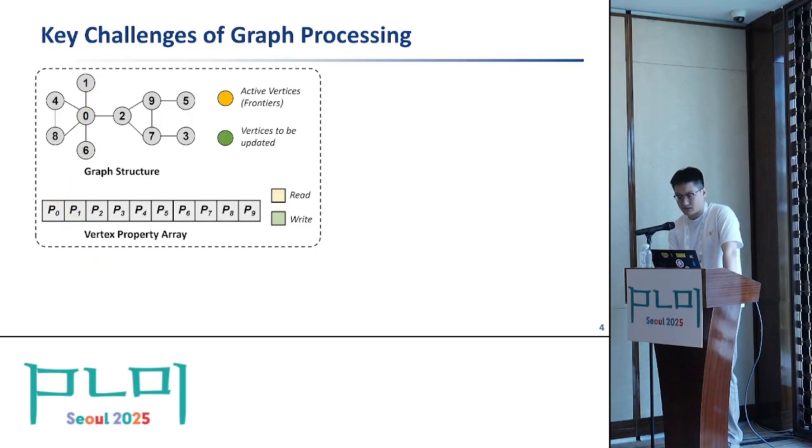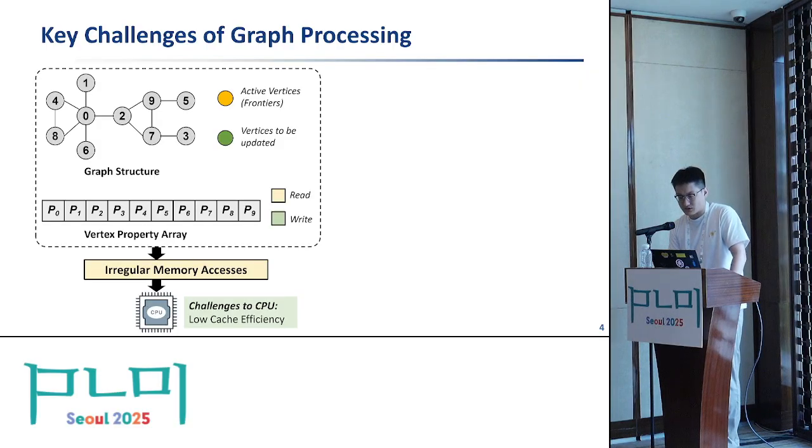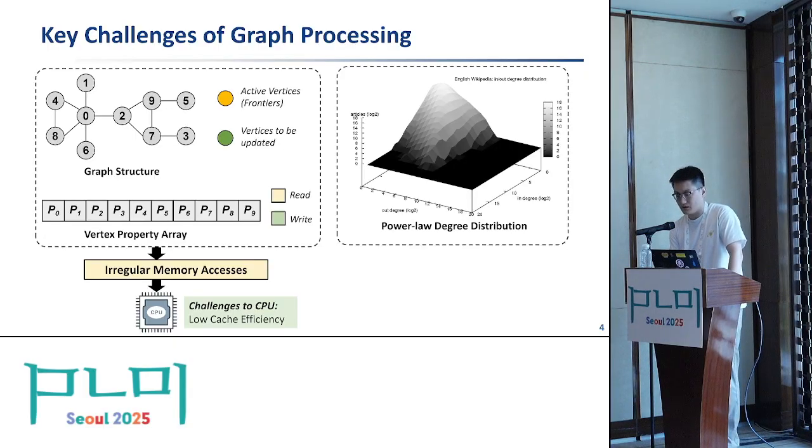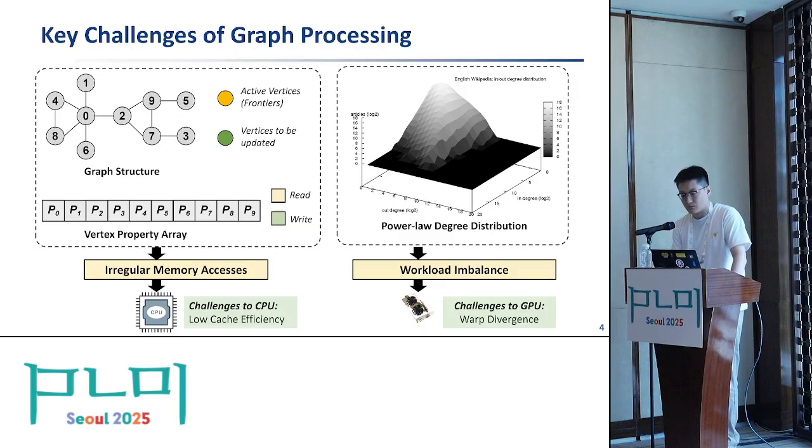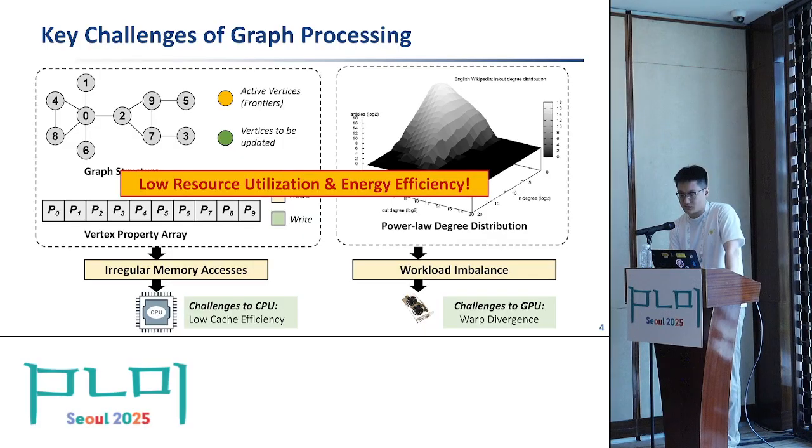Graph algorithms present two key challenges. First, they involve a huge number of irregular memory accesses and have poor locality. On CPUs, this causes frequent cache misses, resulting in low cache efficiency. Second, because of the power-law distribution of the graph, there is severe workload imbalance. On GPUs, this leads to warp divergence, where threads in the same warp follow different control paths and serialize execution. As a result, general-purpose computing engines suffer from low hardware utilization and poor energy efficiency when running graph-related workloads.